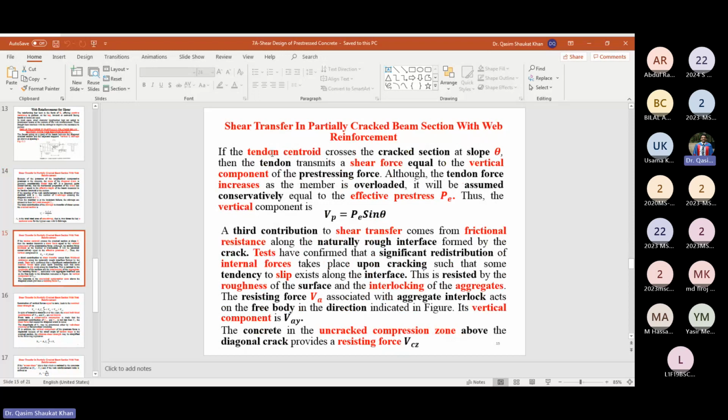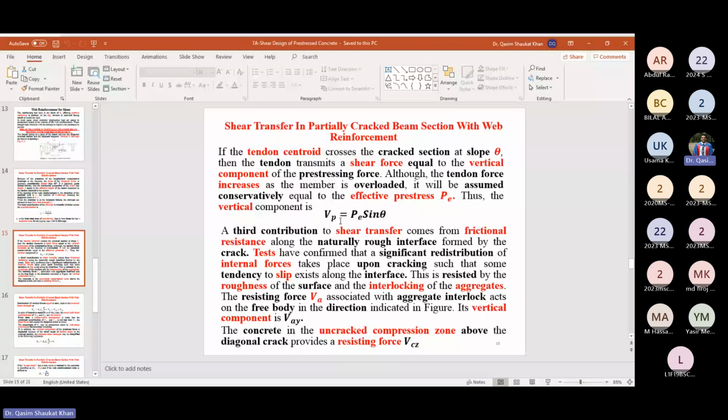If the tendon centroid crosses the cracked section at slope theta, then the tendon transmits a shear force equal to the vertical component of the pre-stressing force. Although the tendon force increases as the member is overloaded, conservatively it is taken equal to the effective pre-stress, and the vertical component has been calculated as PE times sine theta.